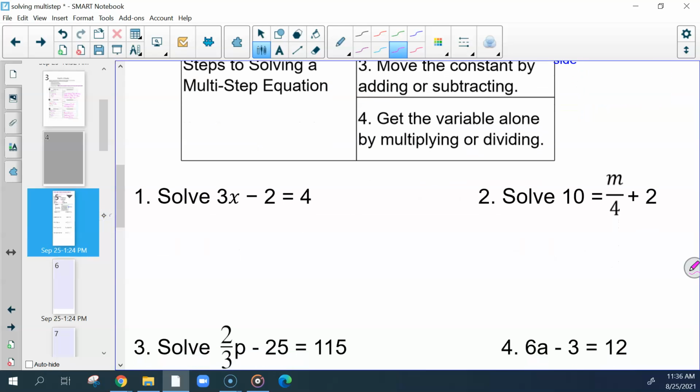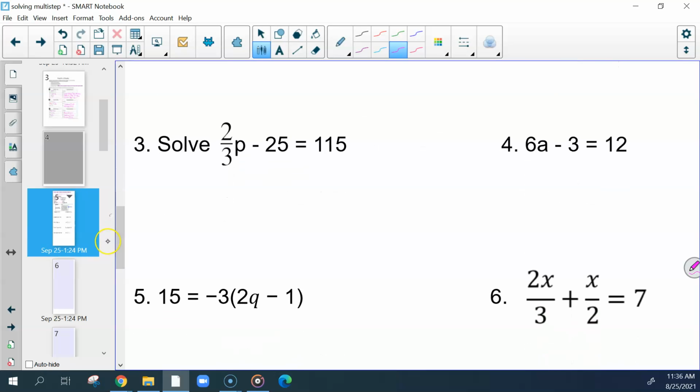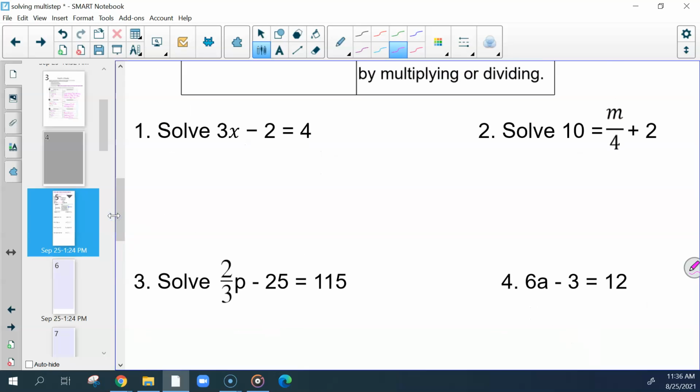Yes. I think number 1 is supposed to have an X. And number 5 is supposed to have a variable. It doesn't really matter what it is. This one's 2, you can use X, same thing. I think those are the only 2.